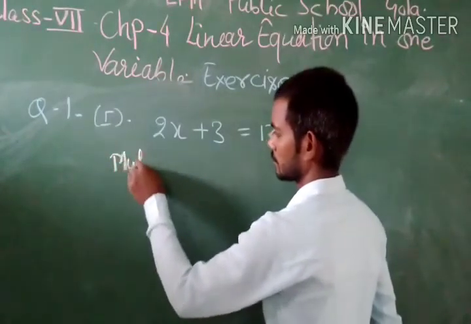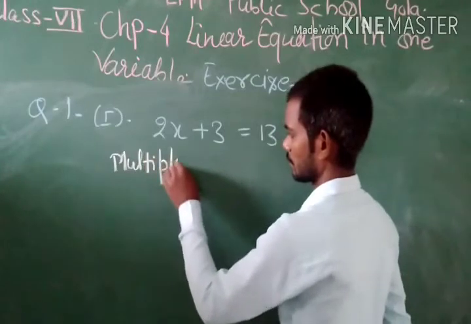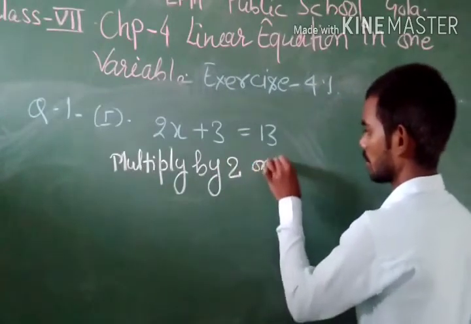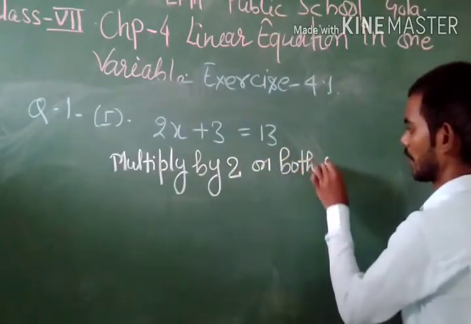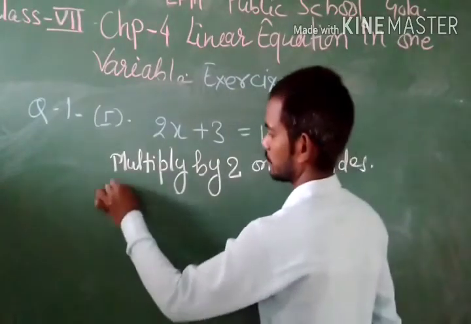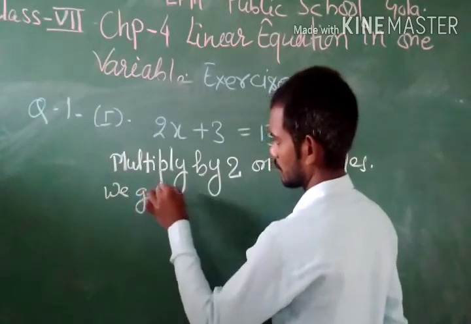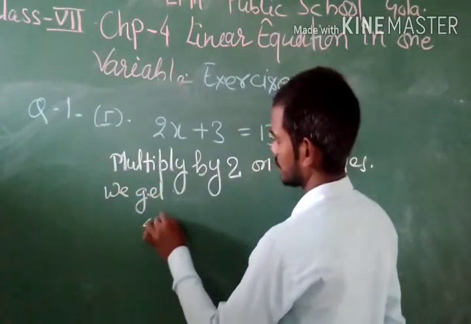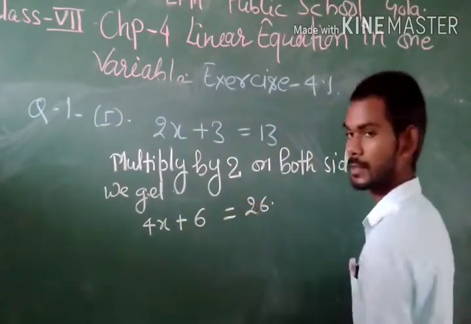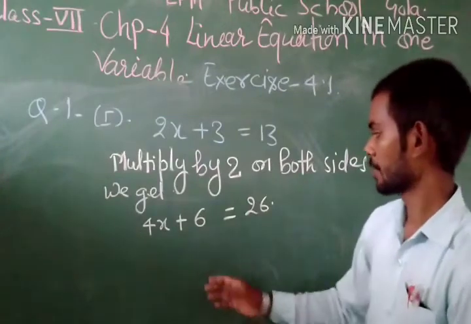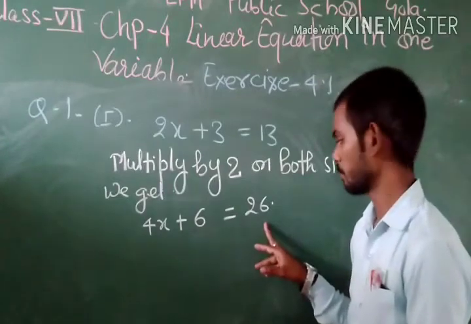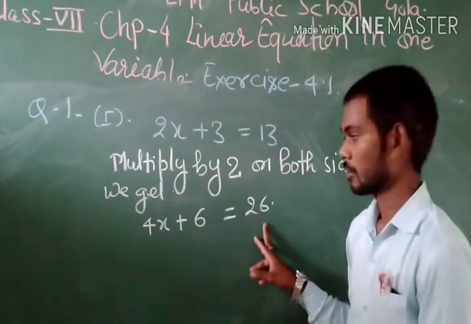Multiplying by 2 on both sides, we have 4x plus 6 is equal to 26. Now our new equation becomes 4x plus 6 is equal to 26.